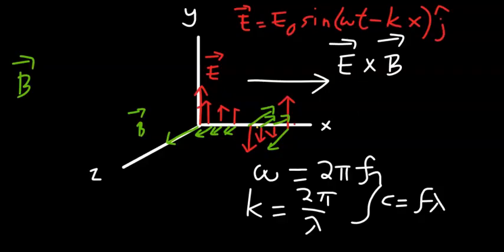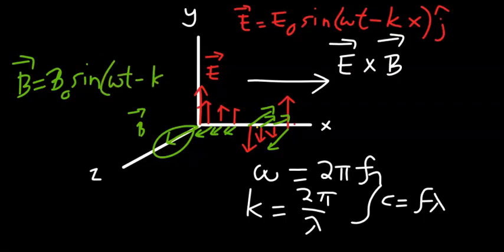And since the wave travels along the x-axis, the position is represented by the x-coordinate. We can write down a similar vector expression for the magnetic field. The amplitude of the magnetic field is B naught. That's the maximum value for the magnetic field. It's sinusoidal, sine omega t minus kx. The direction of the magnetic field is along the z-axis, so that means it's k hat.